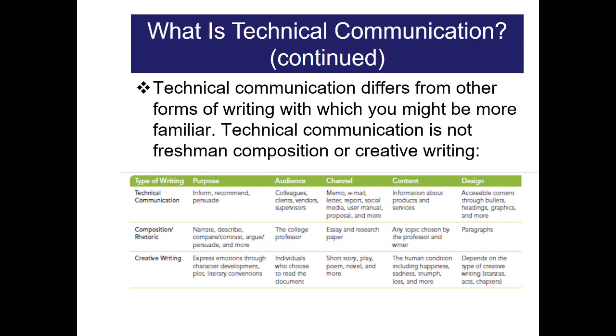As we have already seen, we have creative writing, we have composition, we have technical communication. These are types of writing, and amongst them we have technical communication. The purpose is to inform and recommend or persuade. The audience are colleagues that you talk with, your supervisors, your bosses, clients, vendors, and the channels that we use, we are going to see as we move on. Content is information about products and services. Design is accessible information through headings, graphics, and many more.